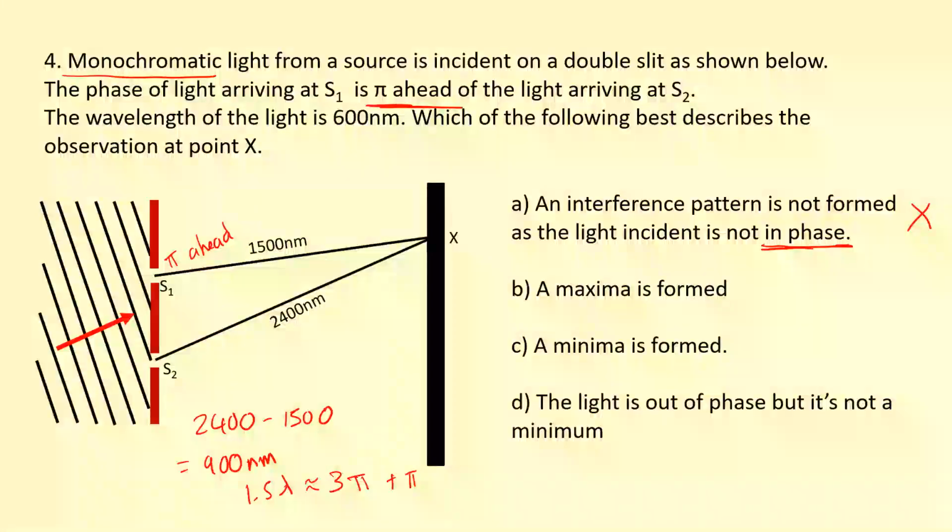So that means the total phase difference is 4 pi, which is the same as saying in phase. Okay, so that means a maximum is going to be formed. So this is the correct option here. And which maximum is it? Well, it's not the central one, not the first one, because that would be 2 pi. So this is going to be the third maximum.